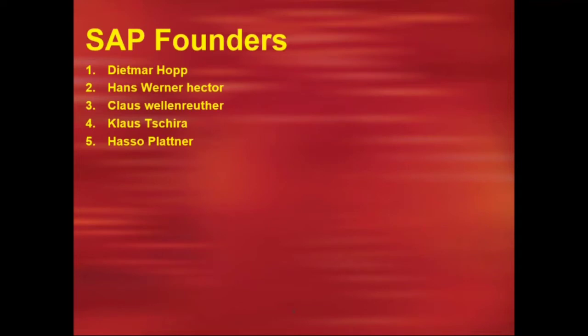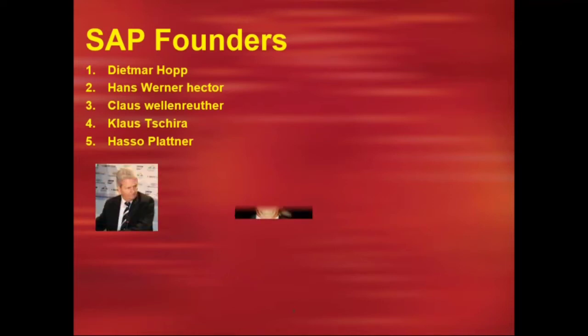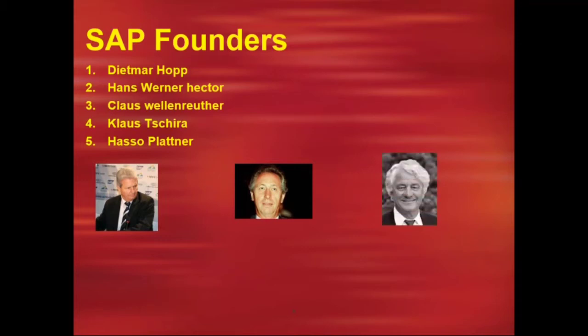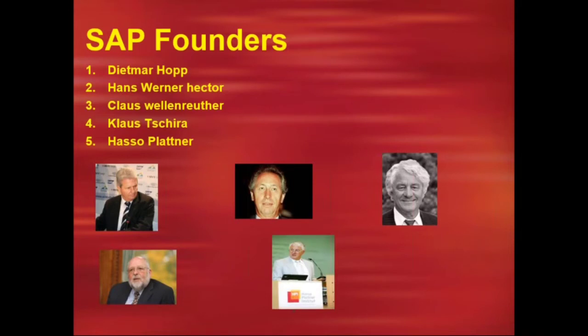These are the five people who are the founders and the reason for this company and the ERP product: Dietmar Hopp, Hans-Werner Hector, Klaus Tschira, Claus Wellenreuther, and Hasso Plattner. These five people are the ex-employees of IBM and founders of this company, SAP AG, and SAP ERP.